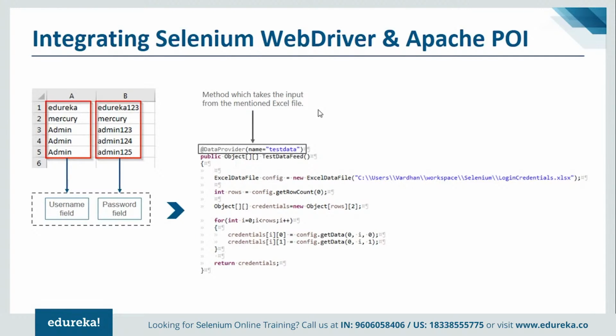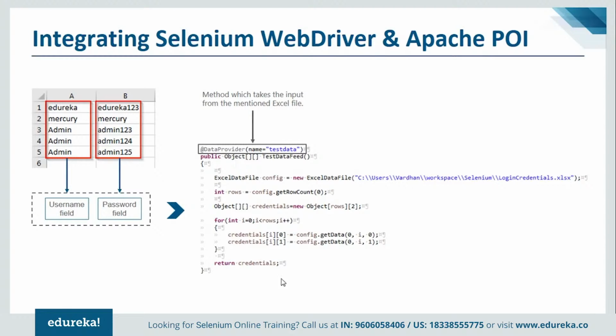This is the representation of the demo that I'm going to show you. I have an Excel file that looks something like this. I have the username field in one column, and the password field in another column. So these two together make up one pair of credentials. This is the username, this is the password for one row, and similarly I have 5 different rows here. What I would be doing is feeding these as input to my Selenium code, and I would be using Apache POI.